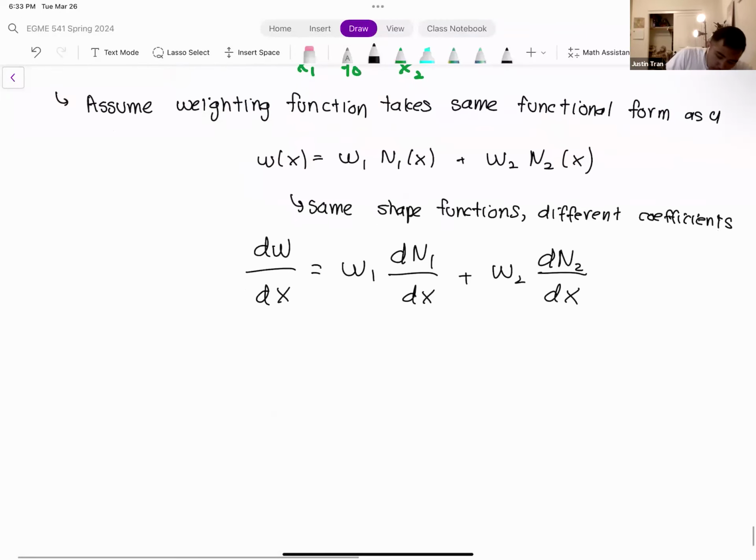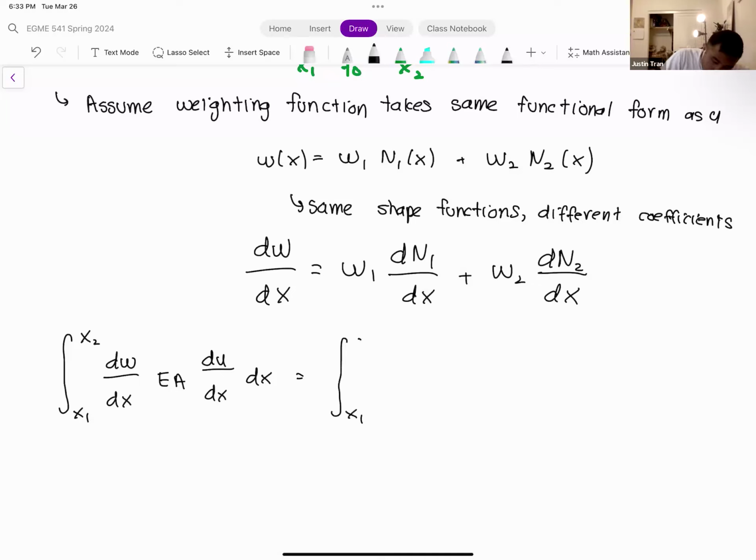Our weak form is the integral from x1 to x2 of dw/dx times E times A times du/dx dx, equal to the integral from x1 to x2 of w of x, v of x, dx. For now, I'm going to ignore the Neumann boundary conditions, but we'll bring it back in a bit.